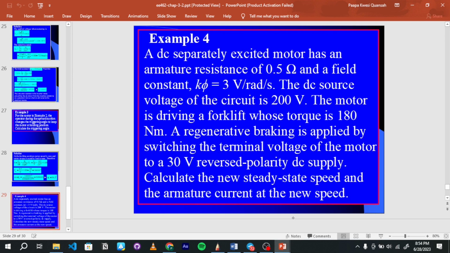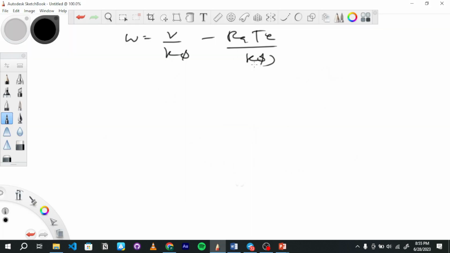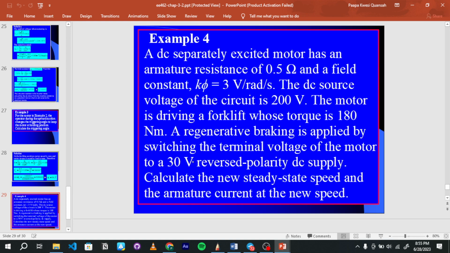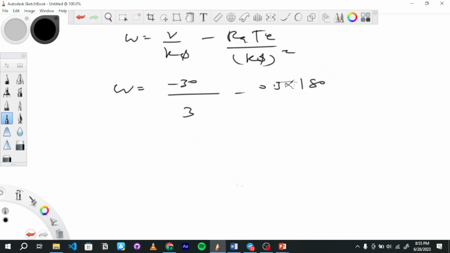Let's see. Speed is V over K phi minus R A T over K phi squared. Now, the V applied is 30 volt reverse polarity. So V becomes negative 30 over K phi. K phi is 3, so you don't need the 200. K phi is 3, R is 0.5, torque is 180. So negative 30 over 3 minus 0.5 times 180 over 3 squared. That's about it. So that's it, as for the regenerative brake.